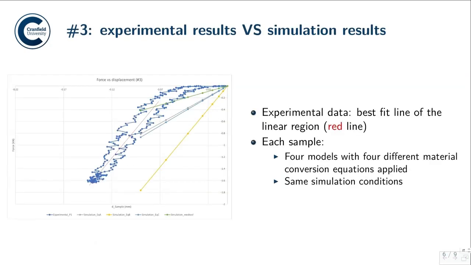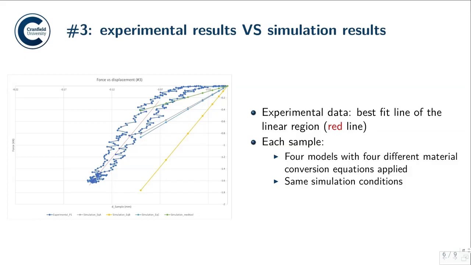This is an example of the results that we got for each sample. You can see that the blue dots are the results from the experimental data. We can see that there's an initial shoulder where basically the upper and lower pads were adhering to the bone samples, and so the experimental data was not linear yet. And then the red line is the best fit line of the linear region of the bone sample.